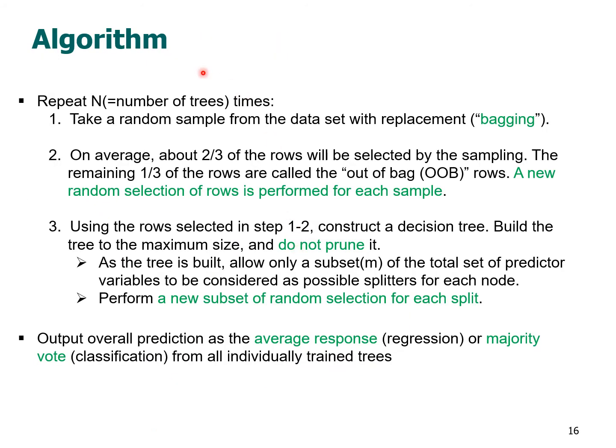This shows the structure of a random forest algorithm. Suppose n is the total number of decision trees you want to generate, then it repeats the following n times. In the beginning, you take a random sample from the data with replacement, and this is called bagging. As I said earlier, on average, 2/3 of data will be selected by the sampling, and the remaining 1/3 will be out-of-bag data. And for each sample, we select a new random selection of data.